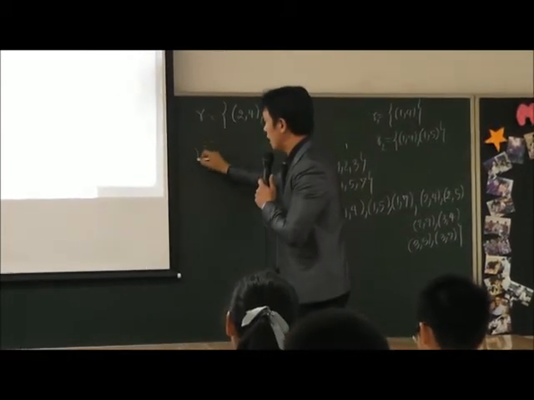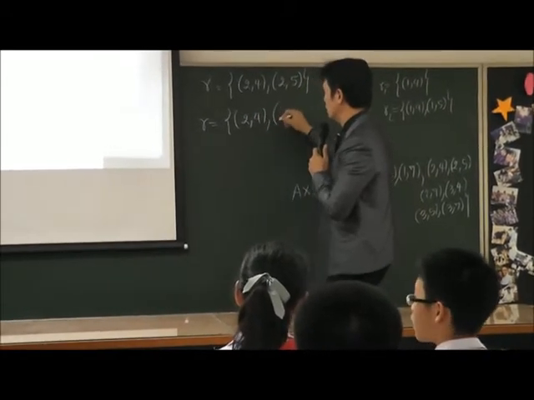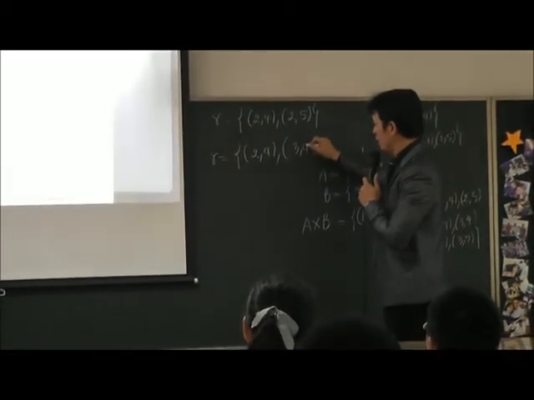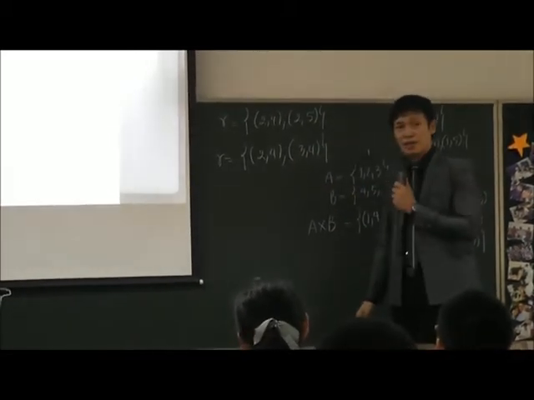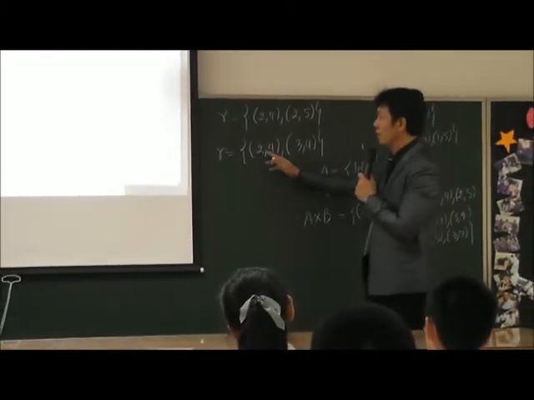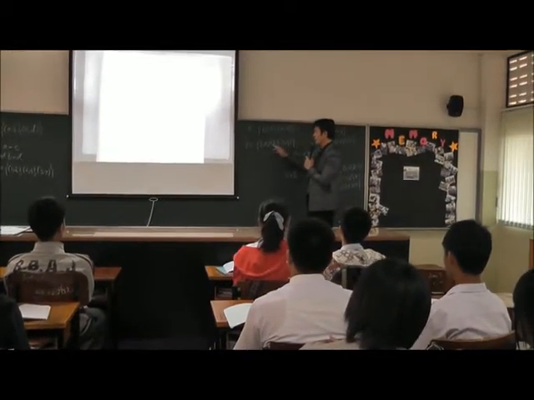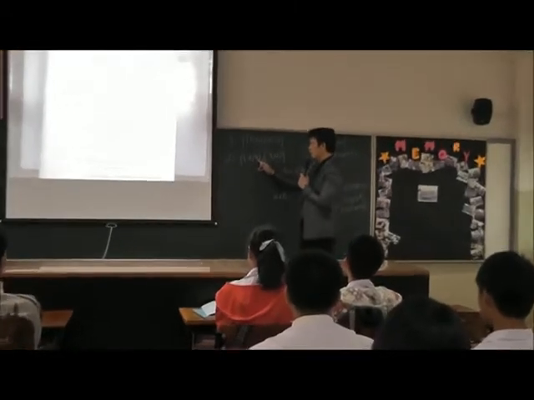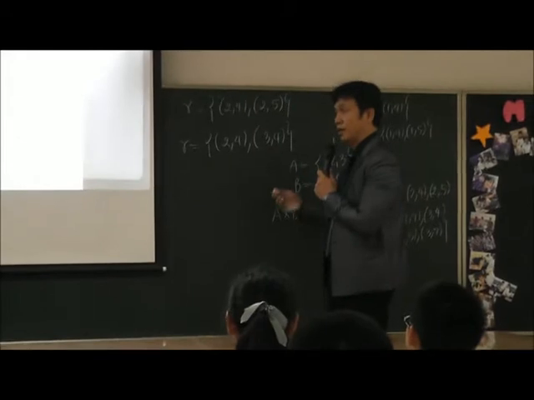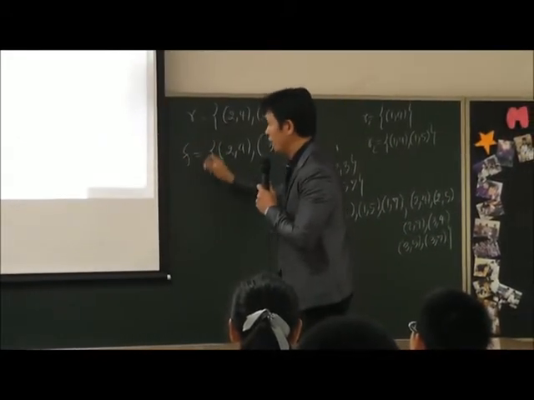But suppose R is (2, 4), (3, 4). How about this relation, function or not? Yes. Why? Because the first elements are different. Whether the second elements are different or the same does not matter, because this one is a function.